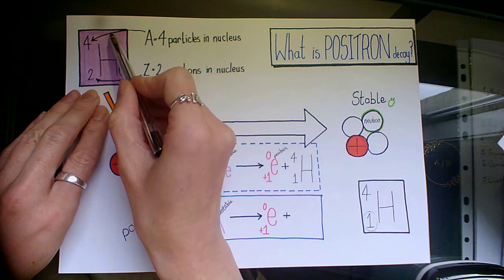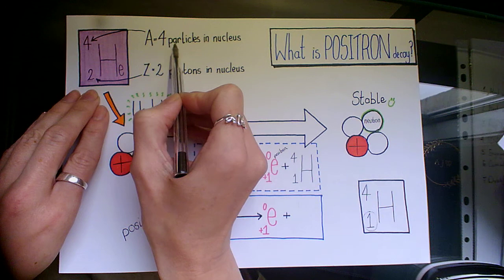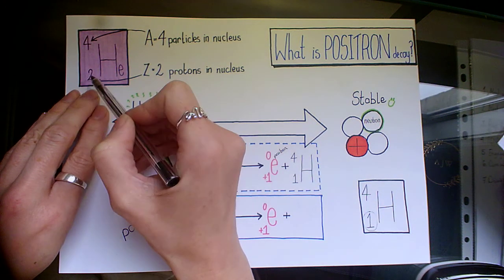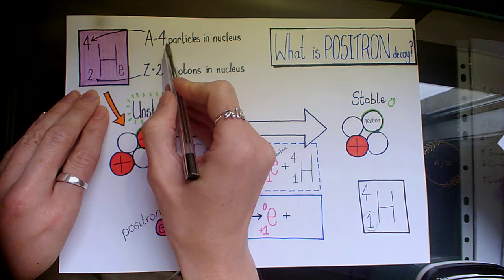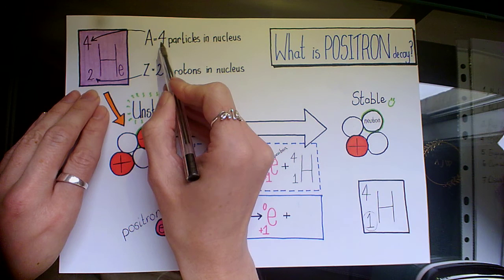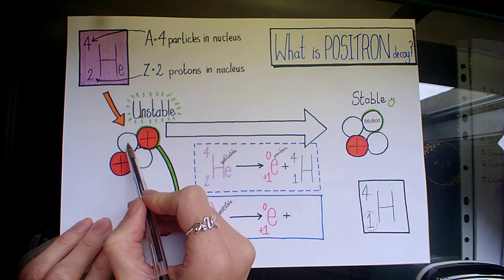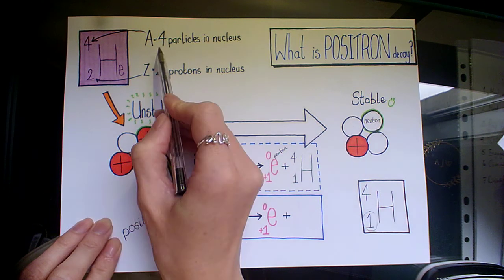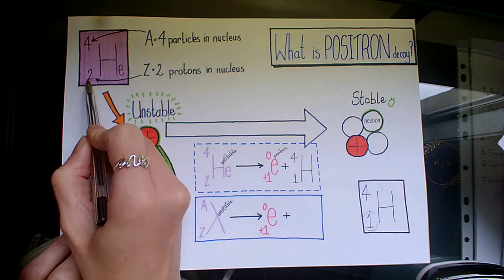So this atom of helium has an A of 4. It's got 4 particles in the nucleus, or subatomic particles in the nucleus, and it's got a Z, an atomic number, of 2. That tells us that of those 4 particles in the nucleus, 2 of them are positive protons, and we can see that down here. We've got our 1, 2, 3, 4 particles in the nucleus, and 2 of them, 1, 2, are positive protons.